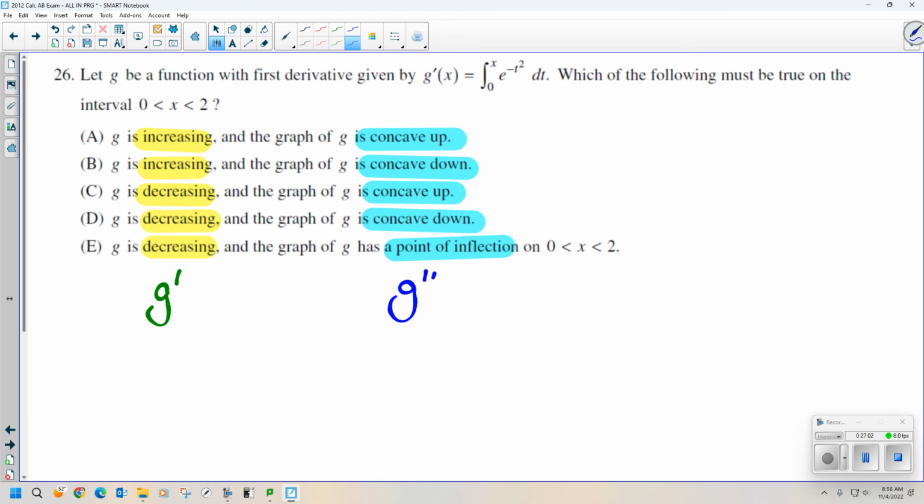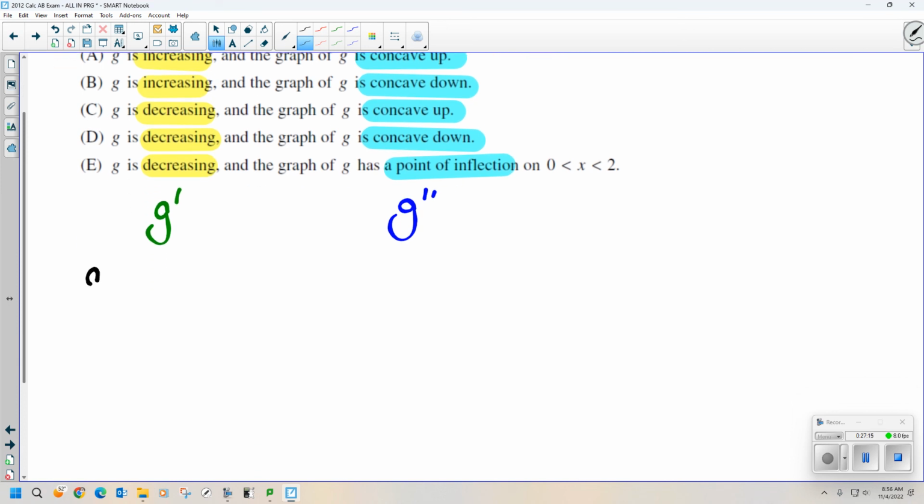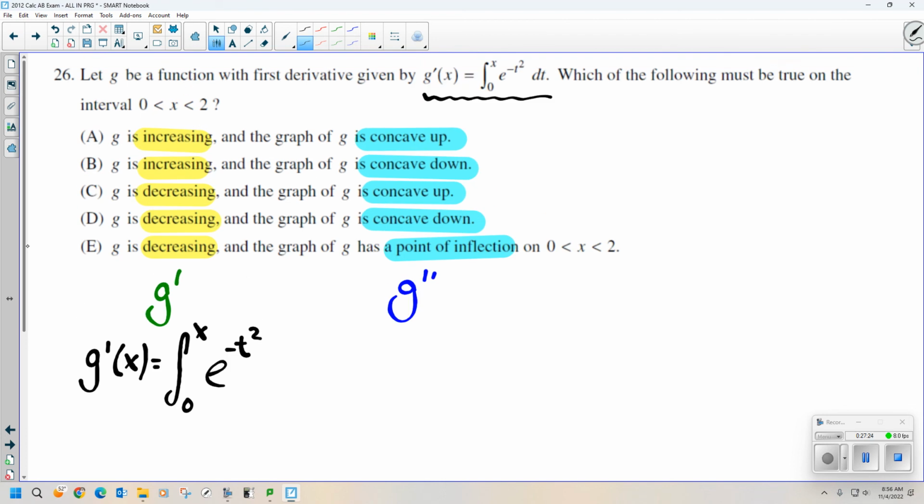All right, so let's take a look at what we got, and nice of them, look how nice they are. They already gave us the first derivative. So let's take a look at this. The first derivative of g was the integral from 0 to x of e to the negative t squared dt.